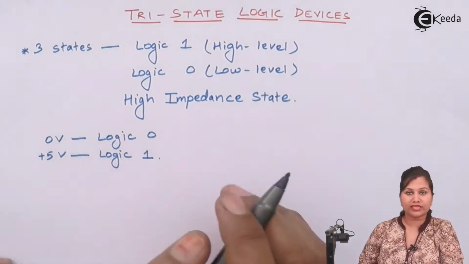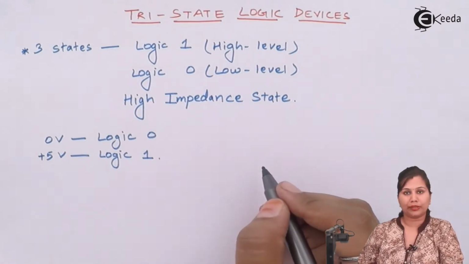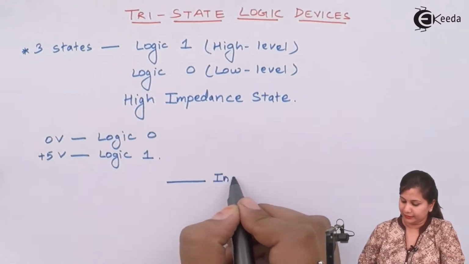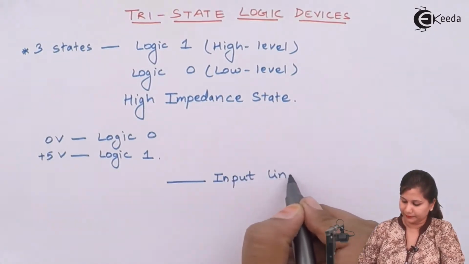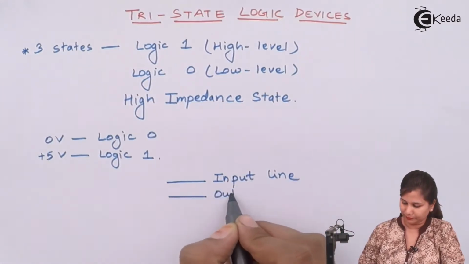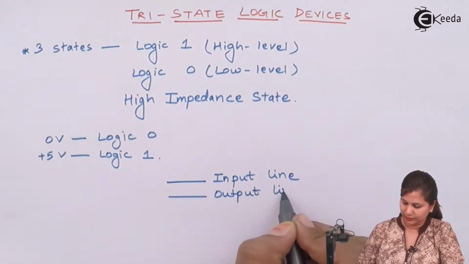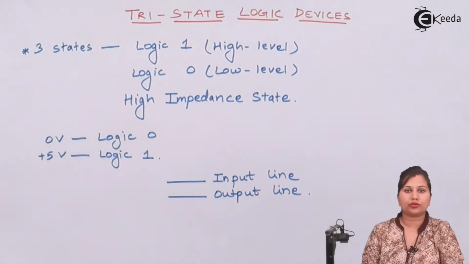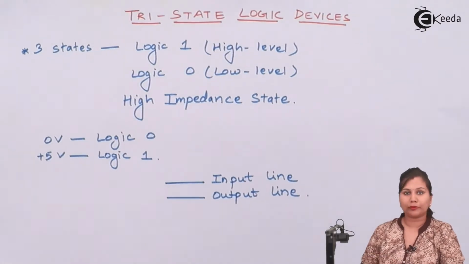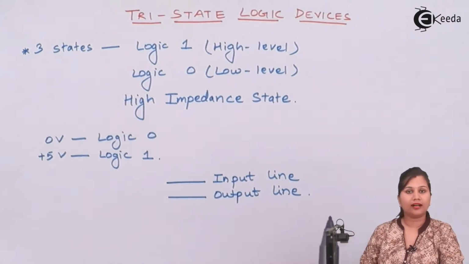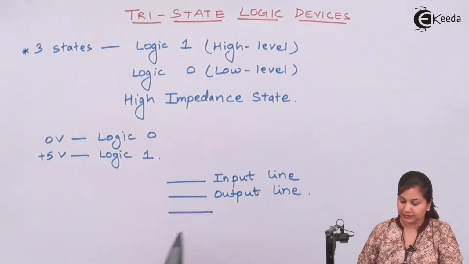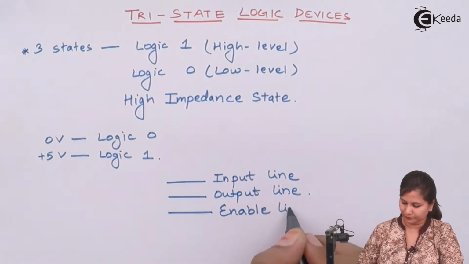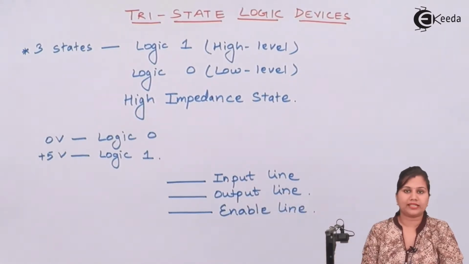Now ordinary logic devices have two lines. One is the input line and the other is the output line. On the input line, the input to the logic device is given, and the output of the logic device is at the output line. Now there is another third line which is called the enable line. So what's the use of this enable line?